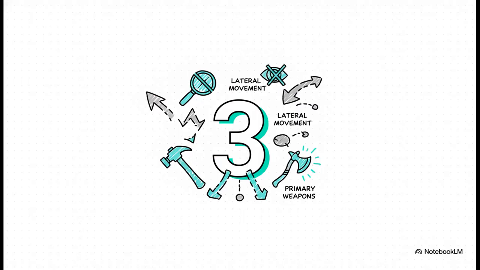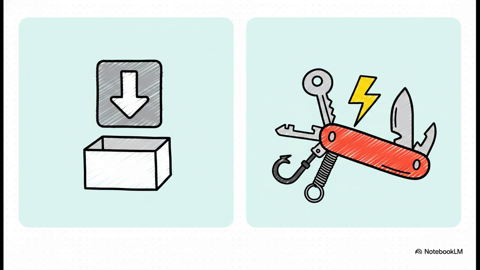Top 3, we are now entering Phase 3, execution and lateral movement. Recon is over, it's time to reach for the primary weapons. Number 3 is curl. Most normal users think of this as just a simple command line tool for downloading files. But to a hacker, it is the absolute Swiss Army knife of exploitation.